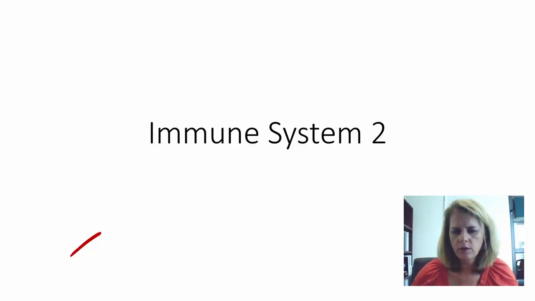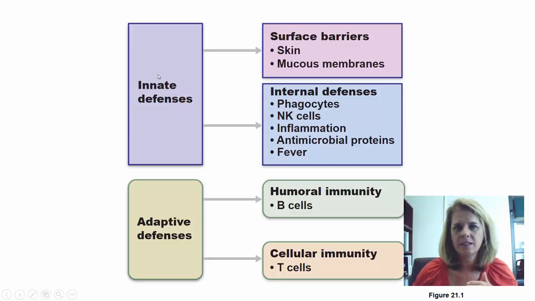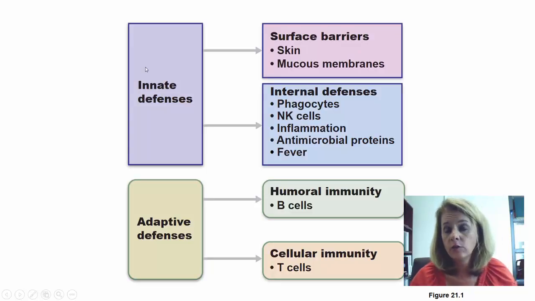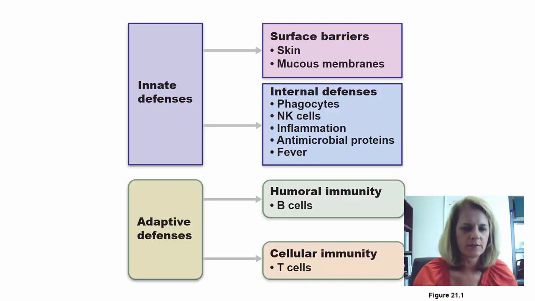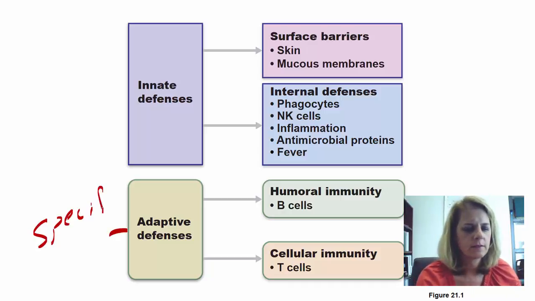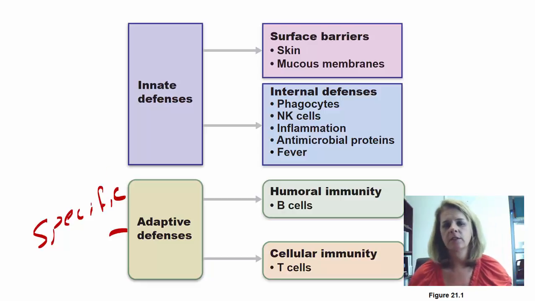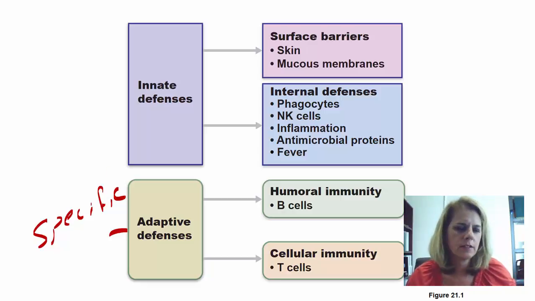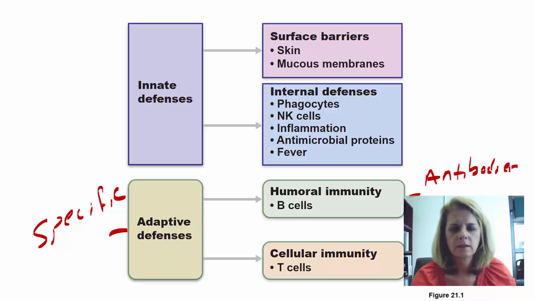In the first talk, we talked about the two different types of the immune system, and we focused on the innate defenses, the skin, and then internal defenses. So now we're going to focus on the adaptive. Remember, adaptives are specific. The innate are non-specific. When we talk about adaptive defenses, we're talking about humoral immunity, which is how we make antibodies, and then cellular immunity, which are kind of like killer cells, cells that go out and are cytotoxic. They can go out and kill things.